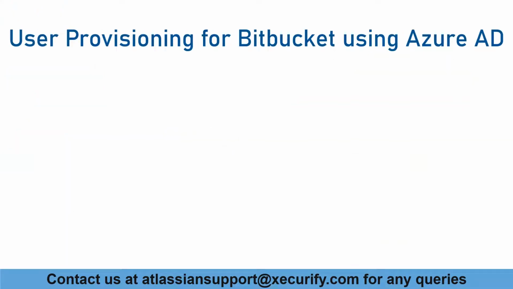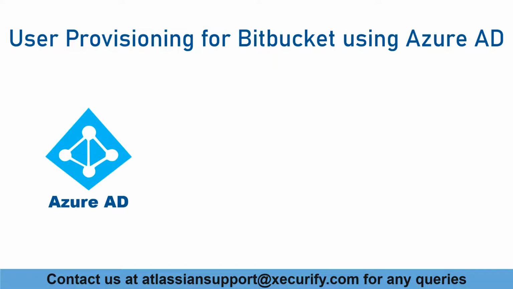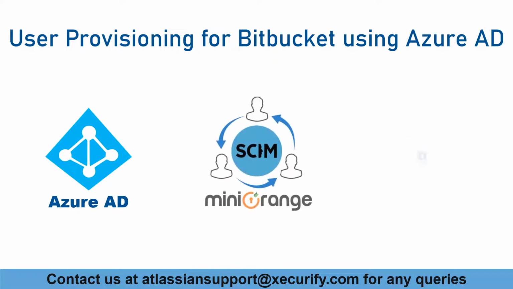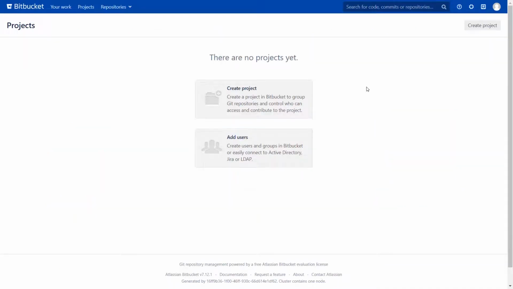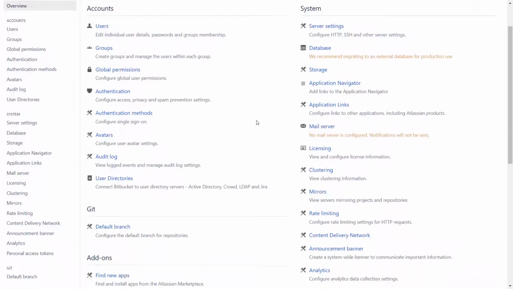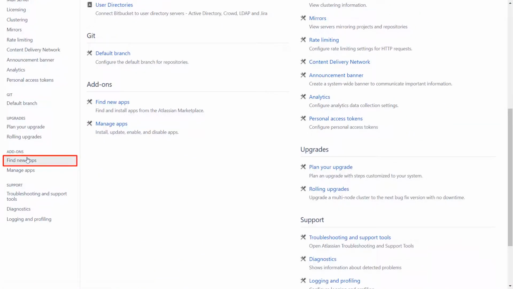In this video we will show you how to use Azure AD as a provider to allow SCIM provisioning in Bitbucket. Go to the Bitbucket dashboard. Click on the Settings icon on the top right corner. Then scroll down and click on Find New Apps.